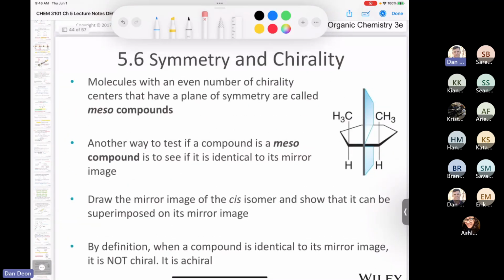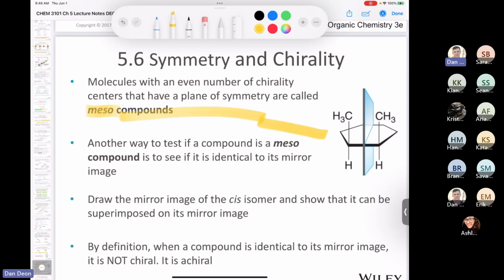So those compounds, of course, have to have a name. We call them meso compounds, right? Not like miso soup, that's M-I-S-O. Anyhow, molecules with an even number of chirality centers that have a plane of symmetry, we call them meso compounds, okay? So cis-1,2-dimethylcyclohexane, this is a meso compound.